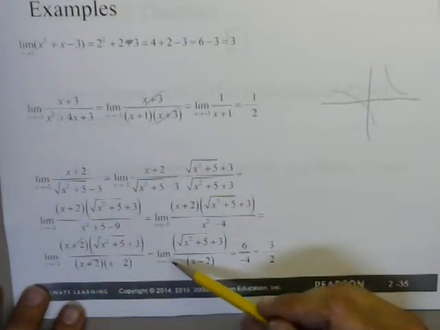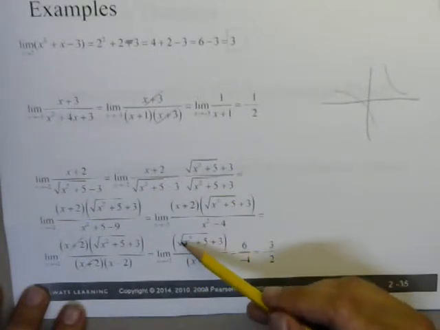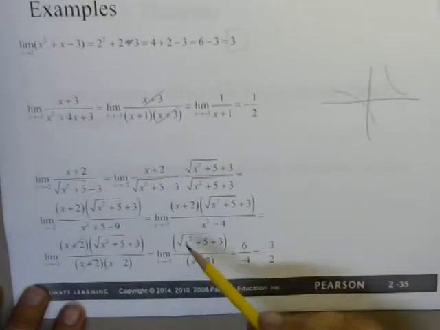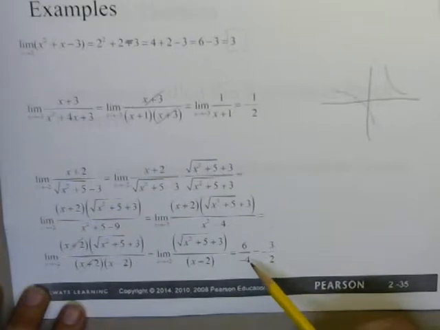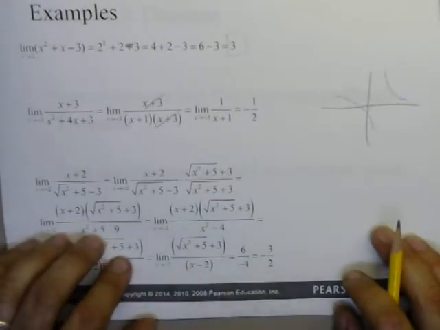So let's plug in here and see what we get. If I do that, I'll get what? 4 plus 5, so that'll be 9. So square root of 9 is 3, so I'll get 3 plus 3 or 6 on the top. And I'll get -2 minus 2 on the bottom, which will be -3 over 2, right? And so that will give you a value of -3 over 2.